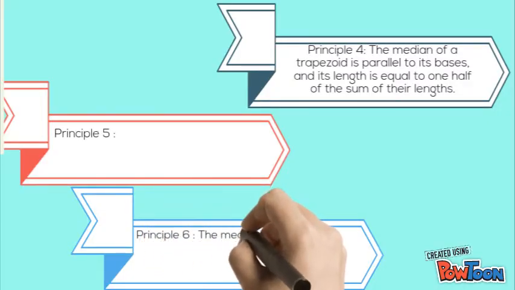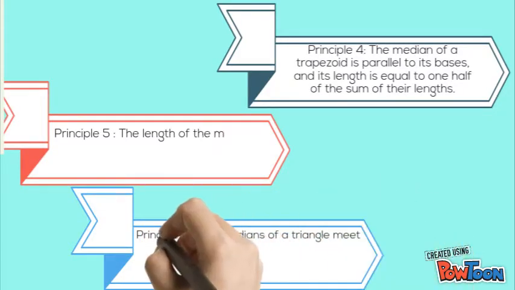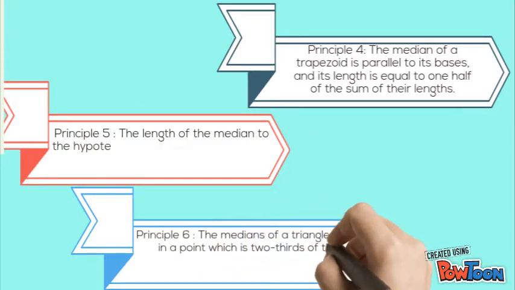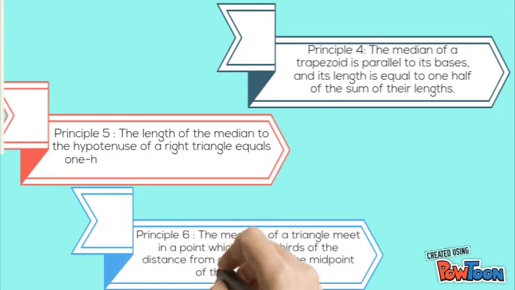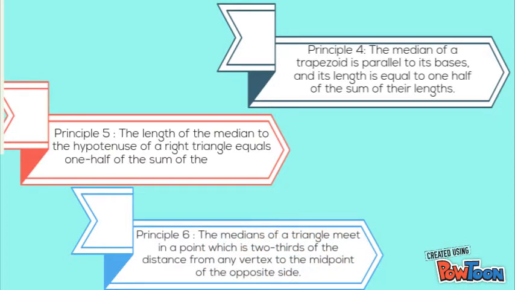Principle 4. The median of a trapezoid is parallel to its bases, and its length is equal to 1/2 of the sum of their lengths. Principle 5. The length of the median to the hypotenuse of a right triangle equals 1/2 of the sum of their lengths. Principle 6. The medians of a triangle meet in a point which is 2/3 of the distance from any vertex to the midpoint of the opposite side.